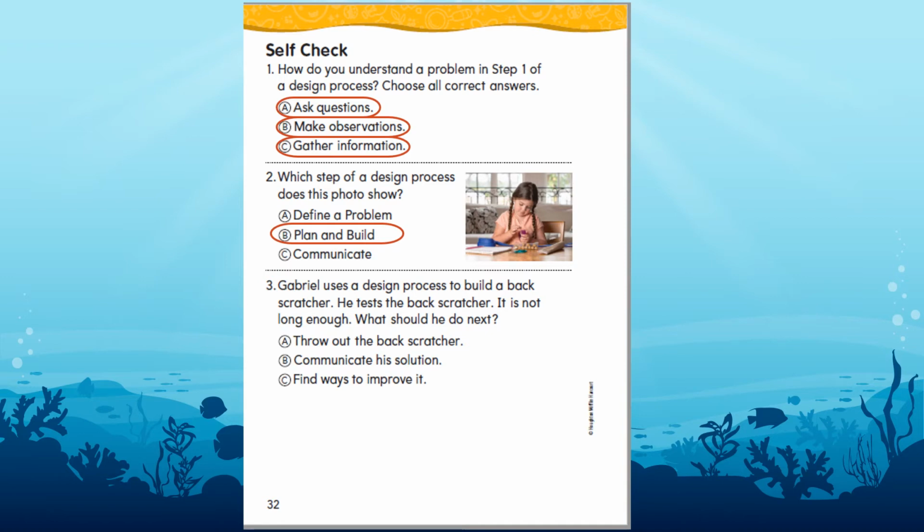Let's read question 3 now. Gabriel uses a design process to build a back scratcher. He tests the back scratcher. It is not long enough. What should he do next? A. Throw out the back scratcher. B. Communicate his solution. Or C. Find ways to improve it. Now when he tested his solution, it did not work. So he needs to redesign it and test again. So what could be the answer then? It's C. He should find ways to improve his solution.